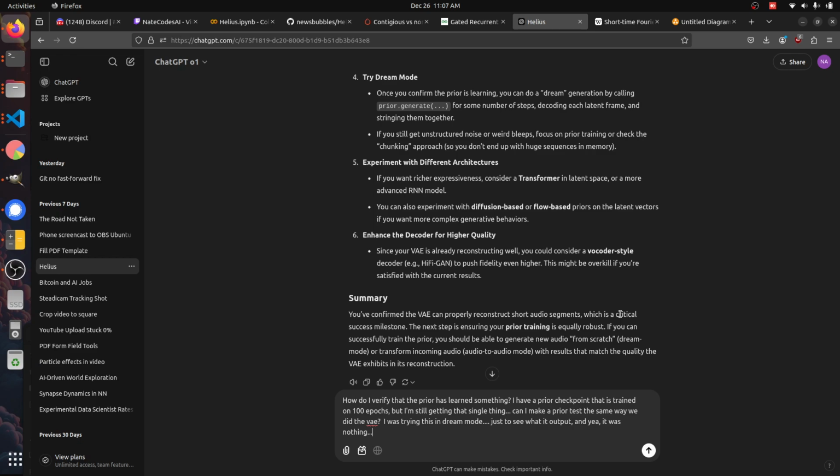You can consider a vocoder style decoder to push fidelity even higher, but we don't need that yet. We don't need a HiFi-GAN to hi-fi it. This might be overkill if you're satisfied. I am. So, just to see what it output, and yeah, it was nothing besides that single tone for 10 seconds.